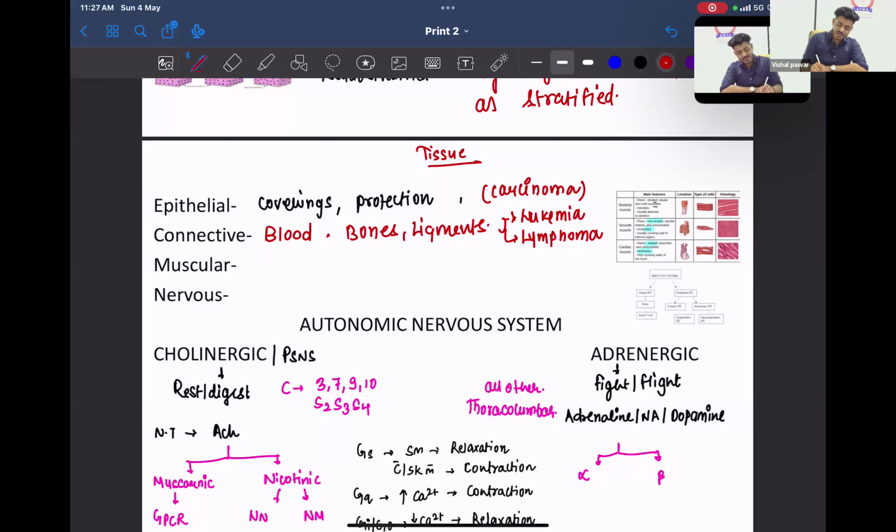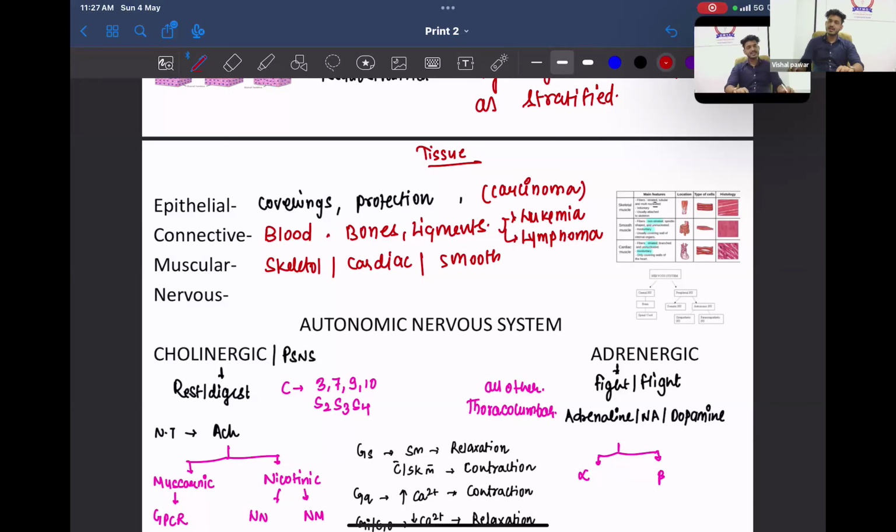Then we are having muscular tissue. What are the muscles we are having? Skeletal, cardiac, and smooth muscle. We are having three types of muscles: skeletal muscle, cardiac muscle, and smooth muscles, right?